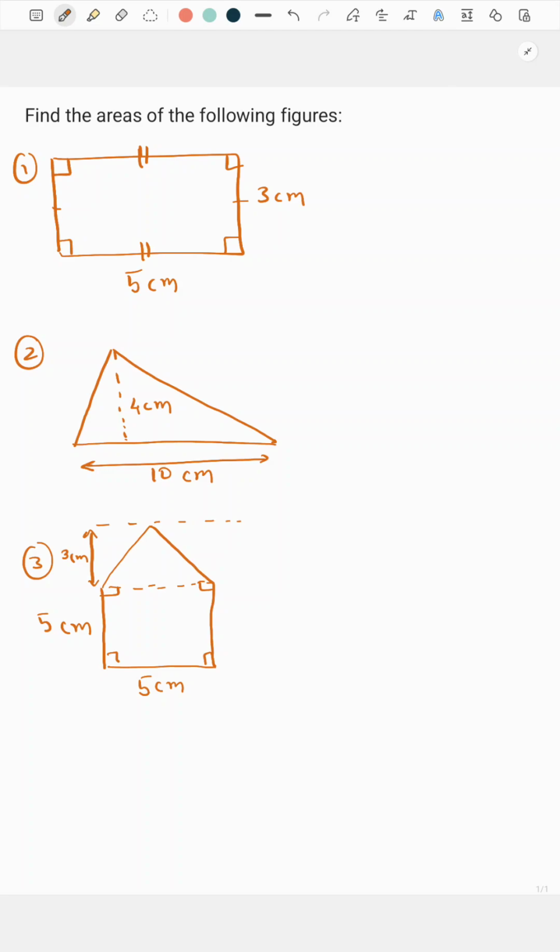So in the first figure, we are given a rectangle. How do I know that it's a rectangle? Because all the four angles are right angles here, and the opposite sides are equal. So this is a rectangle. We want to find the area of this figure. So I can directly give the formula, and then we can talk about what this area is.